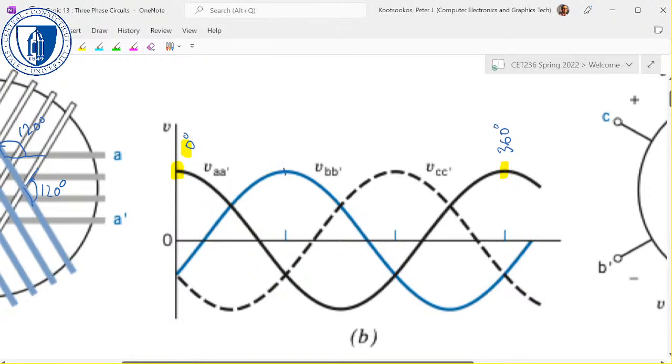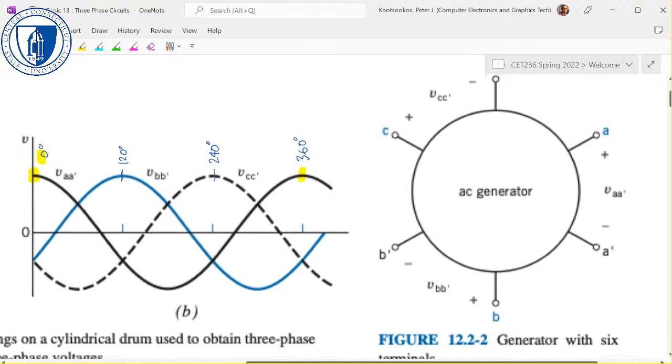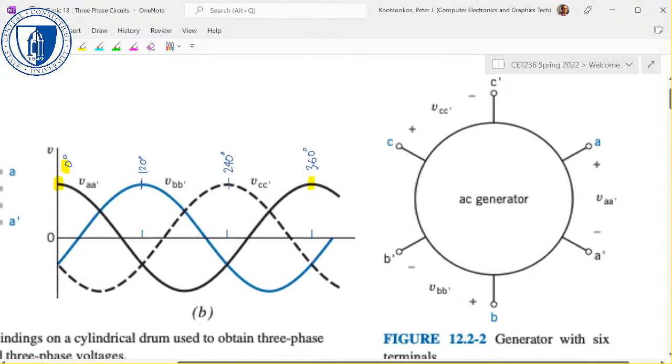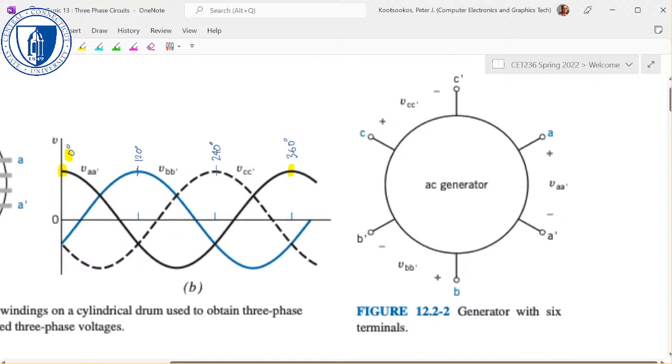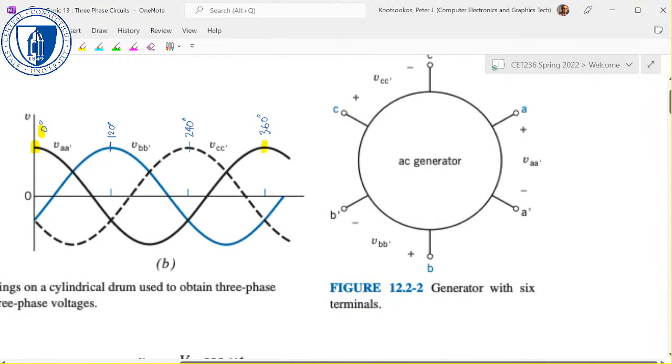So this one, the blue phase, reaches a peak 120 degrees after the black phase. And then the dashed phase reaches a peak another 120 degrees on. So effectively, that's what's happening. For an AC generator, you're not just generating one voltage, one AC voltage, you're generating three, one per phase.